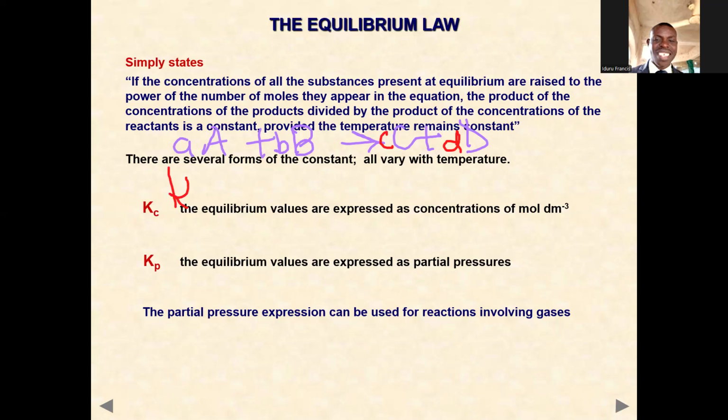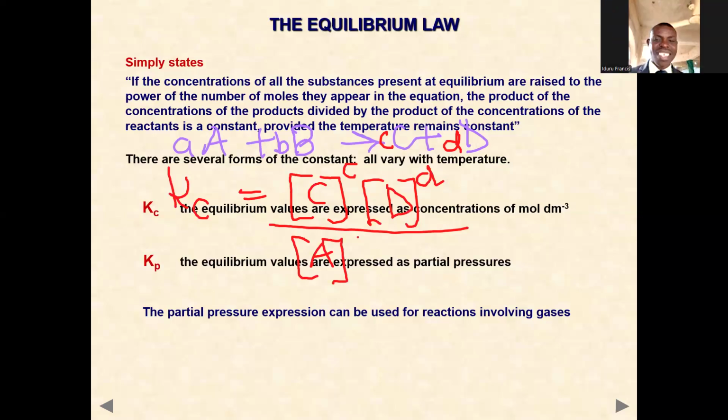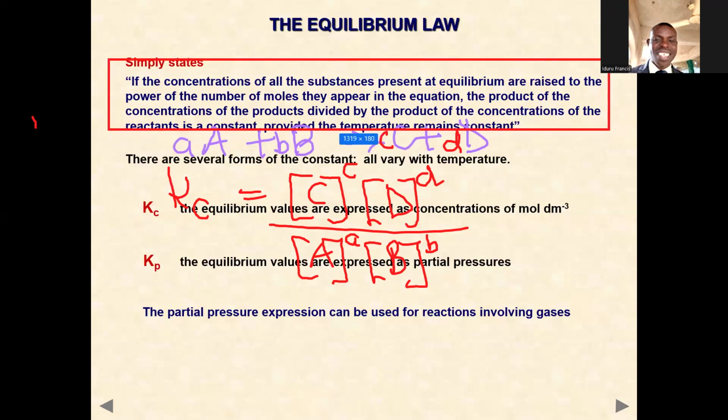Therefore, to write Kc, it will be the concentration of the product. So we have C in brackets to the power of the number of moles, times the second product D to the power of the number of moles, over the concentration of the reactant A to the power of its moles, times B to the power of its moles. So this is what the slide is talking about here.